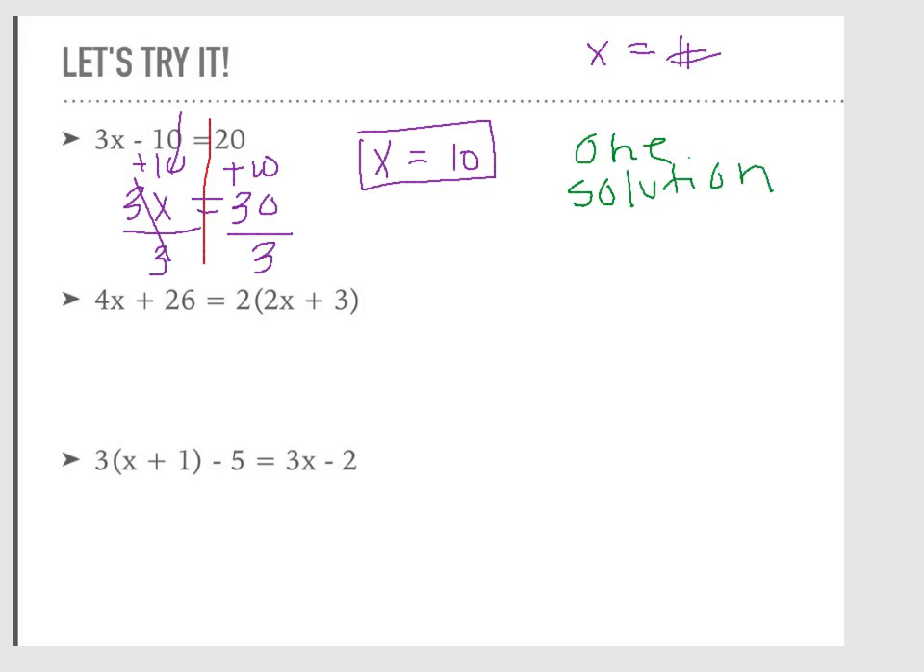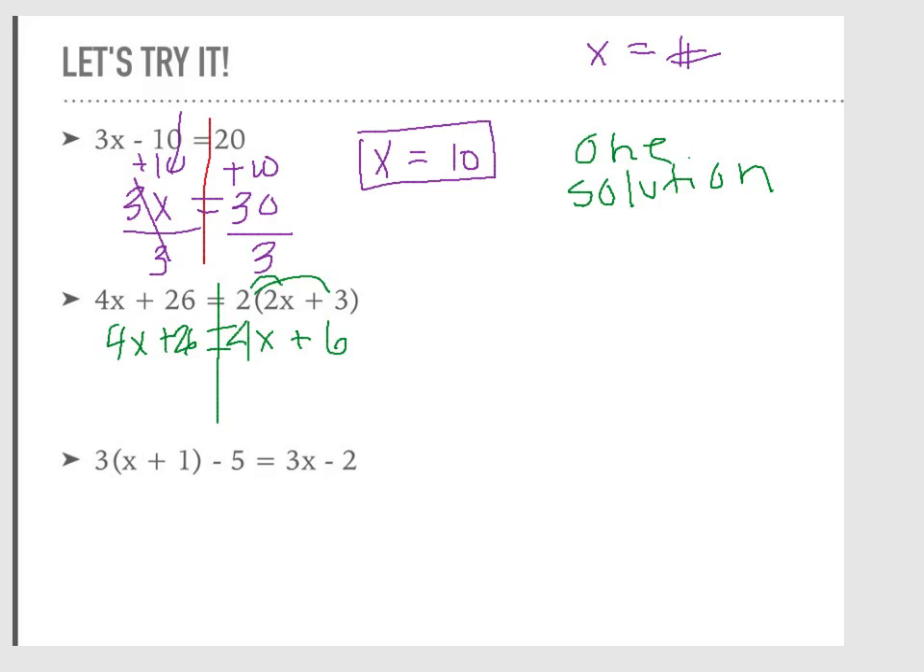Looking at number 2, I have 4x plus 26 equals 2 times (2x plus 3). I look at the left and I notice there's nothing I can do with that yet. Going to the right side, I need to do the distributive property. So I take 2 and multiply by 2x, which is going to be 4x. Now I take 2 and multiply by 3, which is going to be plus 6. I drop everything that I have left on the other side.